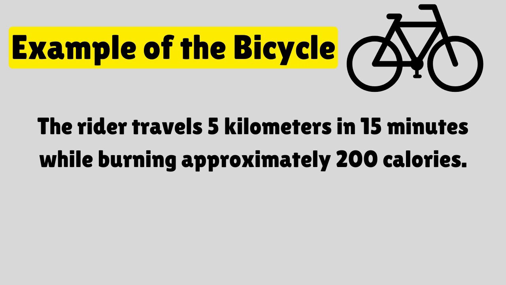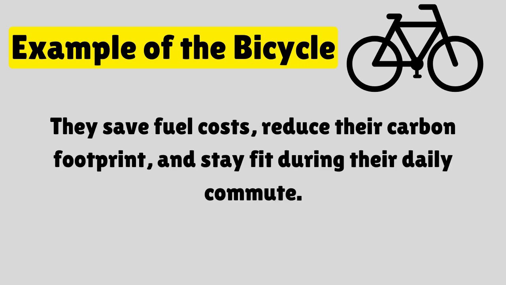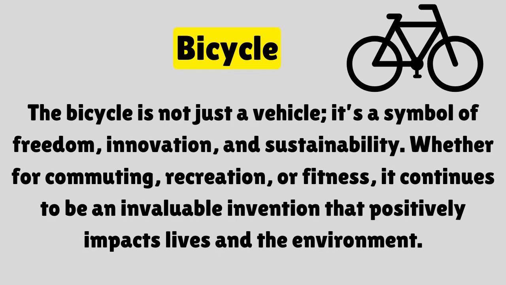Consider someone commuting to work using a bicycle. The rider travels 5 kilometers in 15 minutes while burning approximately 200 calories. They save fuel costs, reduce their carbon footprint, and stay fit during their daily commute. The bicycle is not just a vehicle. It's a symbol of freedom, innovation, and sustainability. Whether for commuting, recreation, or fitness, it continues to be an invaluable invention that positively impacts lives and the environment.